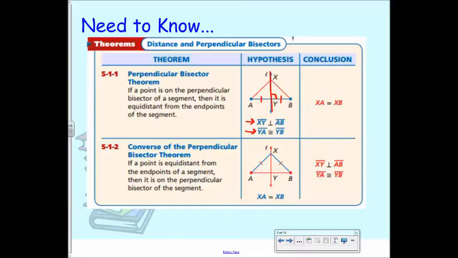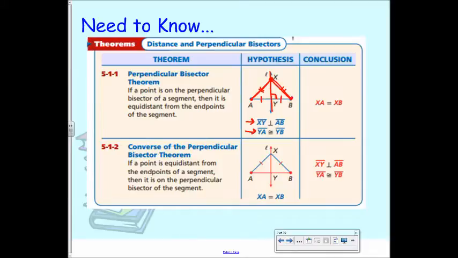Now, if it is a perpendicular bisector, that means that from this point up here to any point on the segment, it is equidistant, which means I can say that XA is congruent to XB. So if a point is on the perpendicular bisector, and I take a line from point A up to any point on the perpendicular bisector, and the same from B, they're going to be congruent.